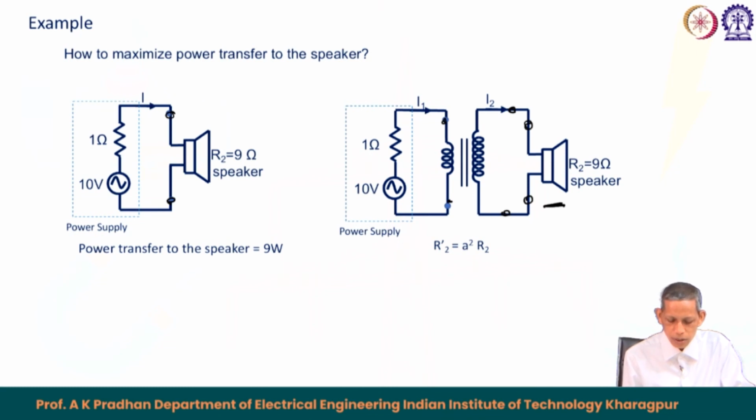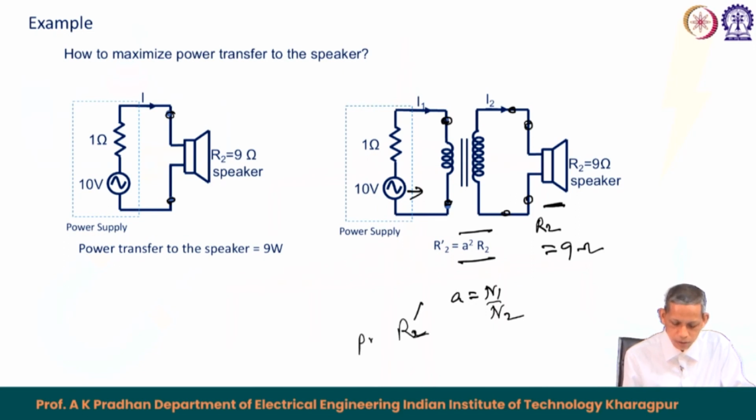So, therefore, the resistance which will be seen from the supply side, the primary side, will be A square R 2, where R 2 is this side. Here A equals N 1 upon N 2, and R 2 equals 9 ohm. But from the maximum power transfer condition, the corresponding R 2 dash, which will be seen from the primary side, should be 1 ohm in this case.